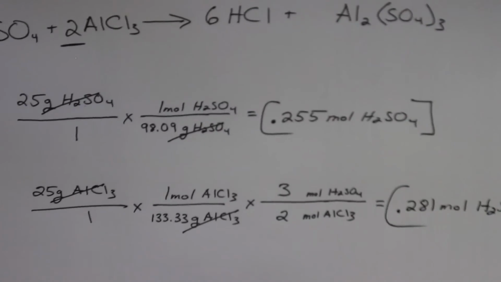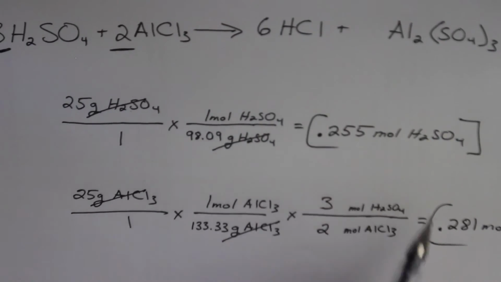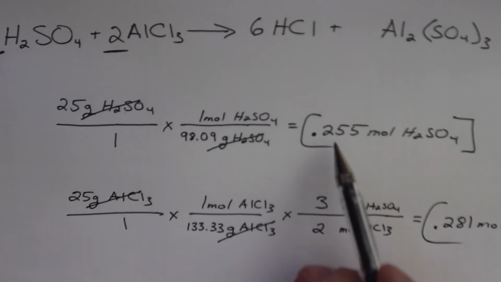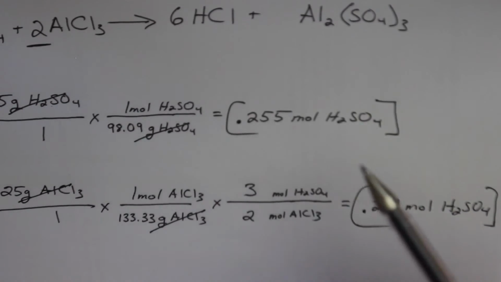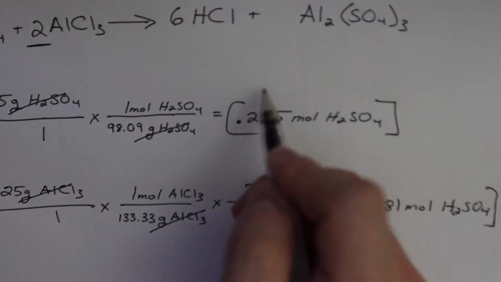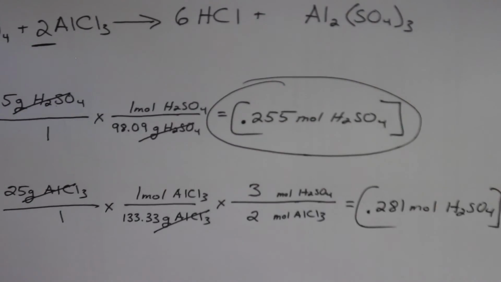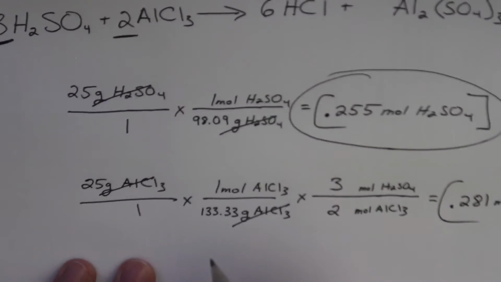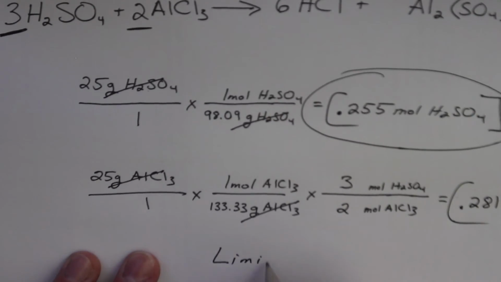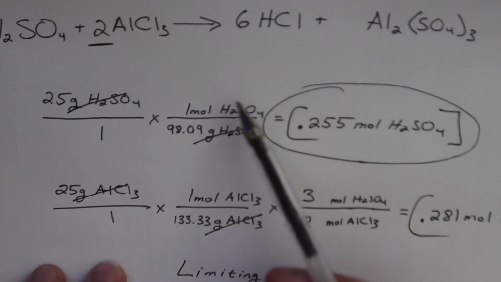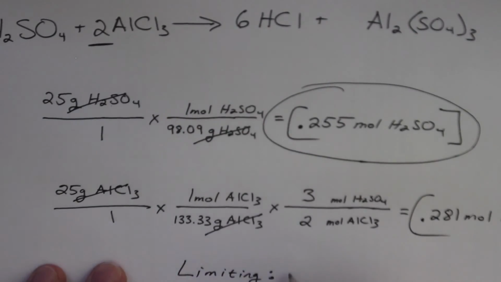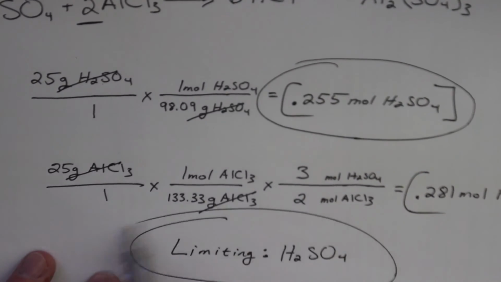The last step in determining which one is limiting is we're going to look at both of our equations. So in the top one we had 0.255 and in the bottom one we had 0.281. All you have to do is locate which one is smaller. In this example, this is our smaller number. But we're not done yet. In order to find out which one is our limiting reagent, it is going to be the one that is associated with the smaller number. So for this one, this is associated with what we started with, which was sulfuric acid. So that tells us that our sulfuric acid is our limiting reagent.